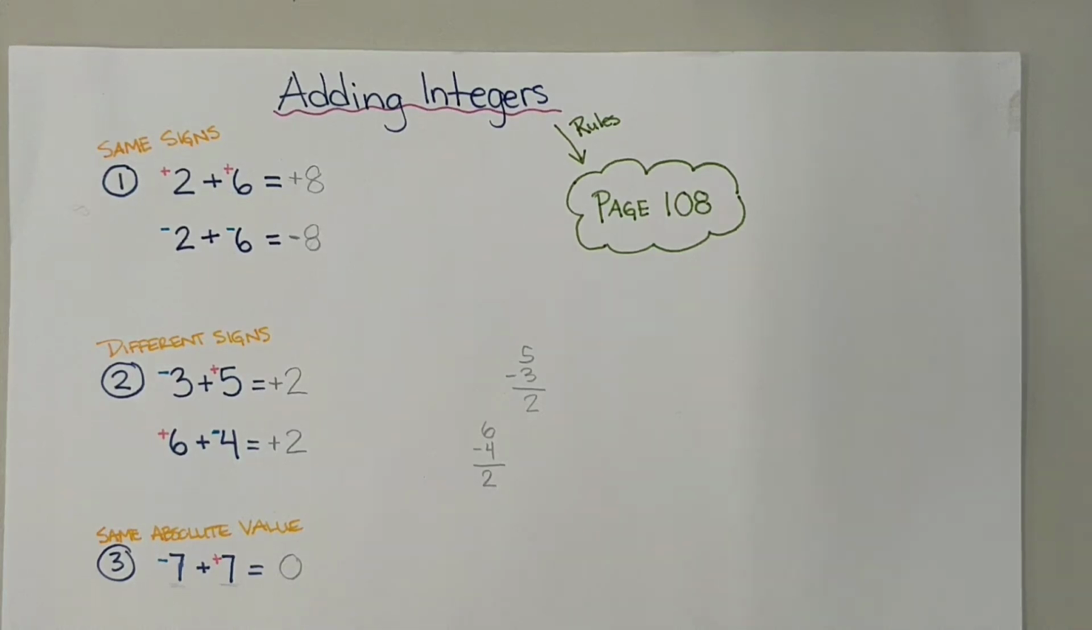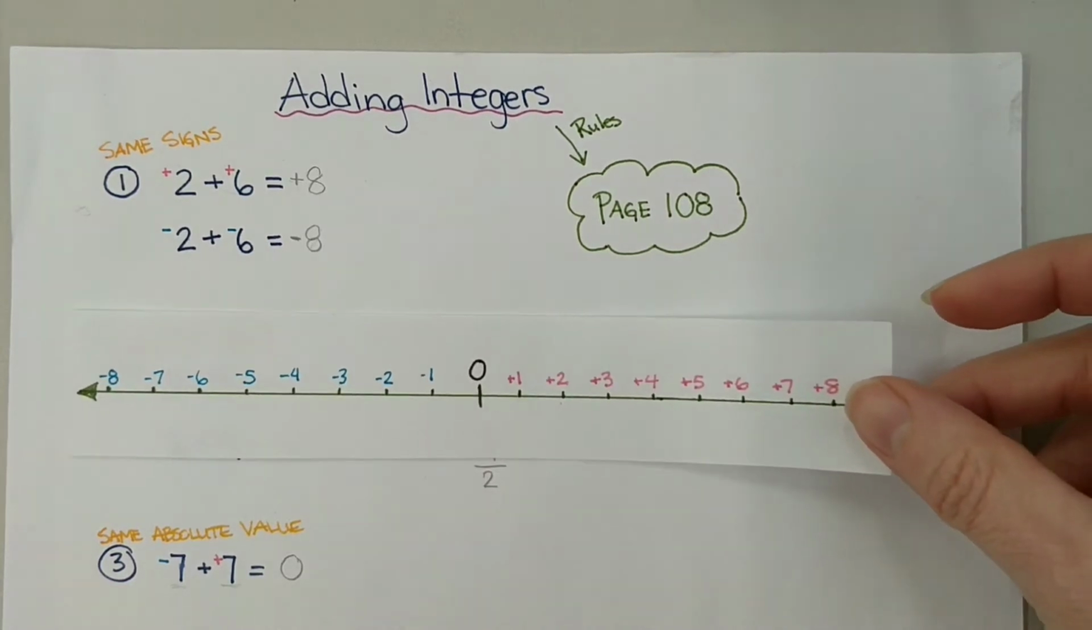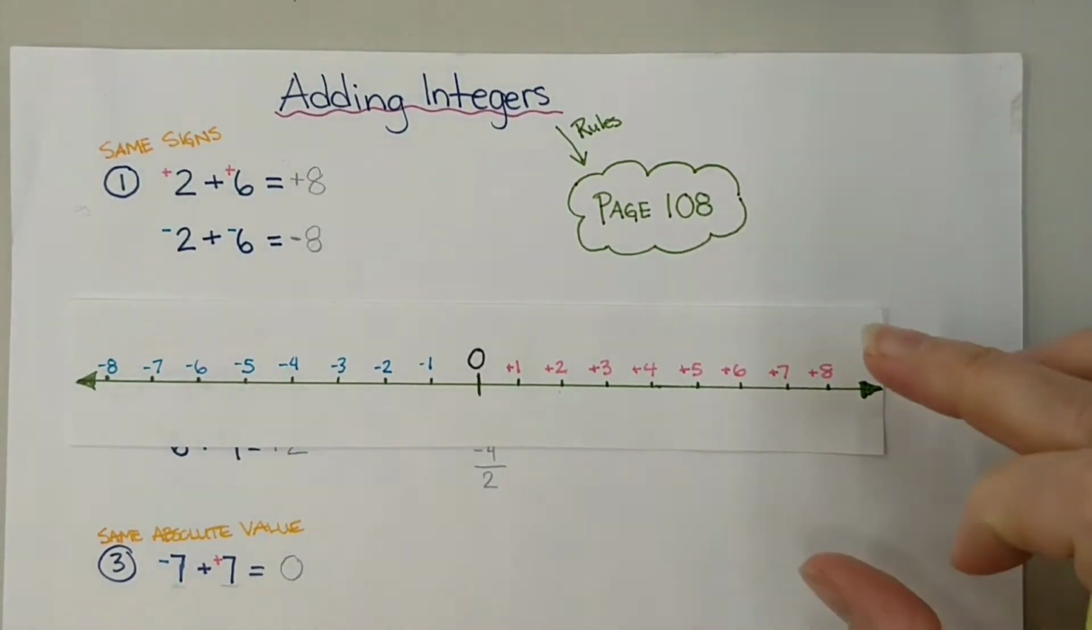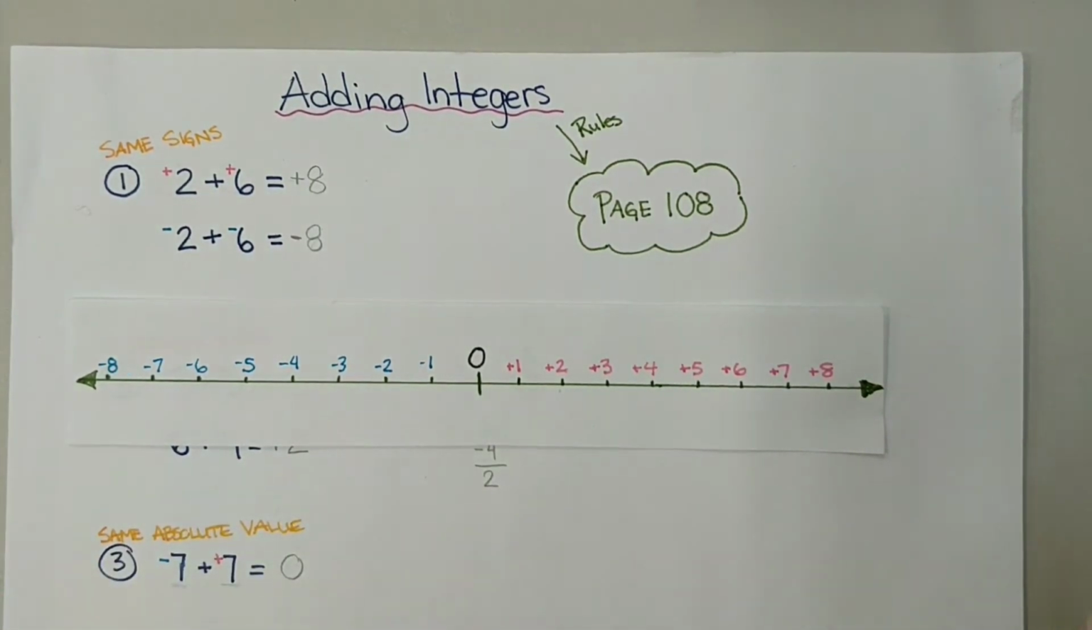So we're back with part 2 of adding integers. Now this time I'm going to show you how to use a number line for each case. So rather than using the rules, you can also use a number line if that makes more sense to you.